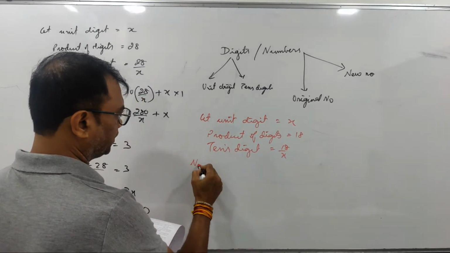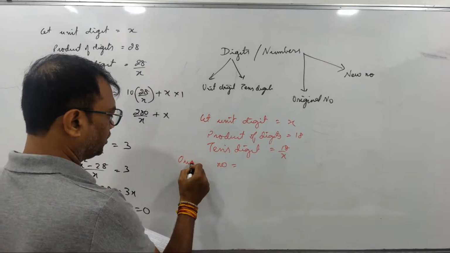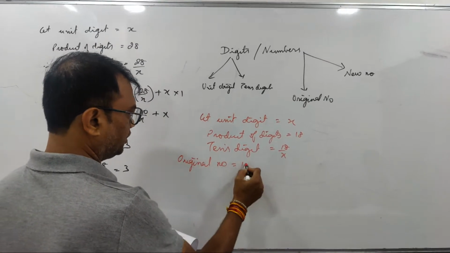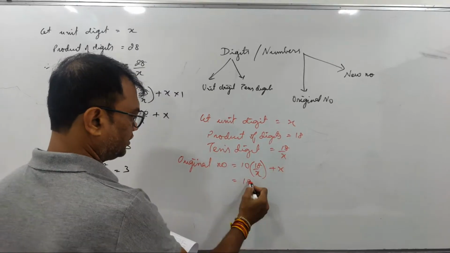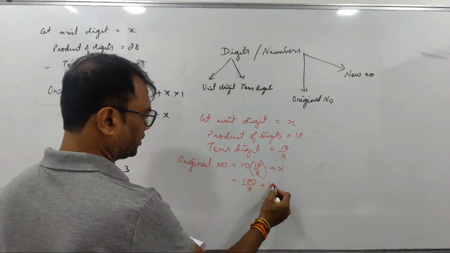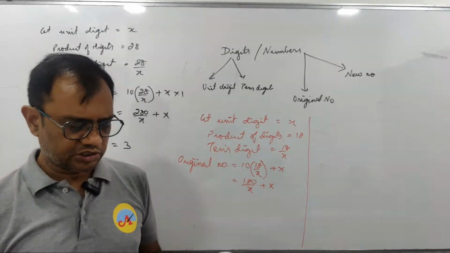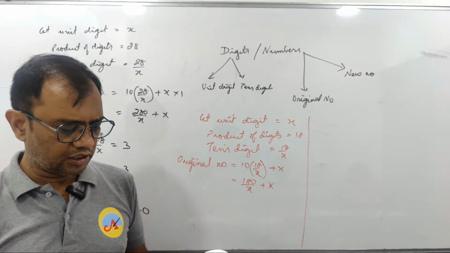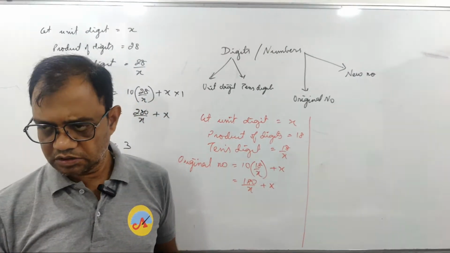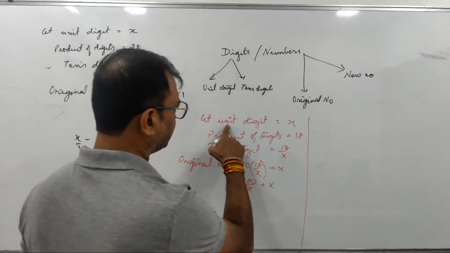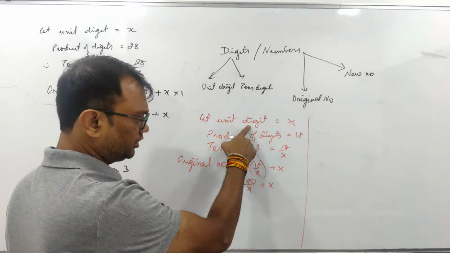The original number will be 10 into 18 upon x plus x. So 180 upon x plus x. Then see what is given further. When 63 is subtracted from the number, the digits interchange their places. Interchange means reverse. Now when the digits get reversed, the unit digit will behave as the tens digit and the tens digit will behave as the unit digit.